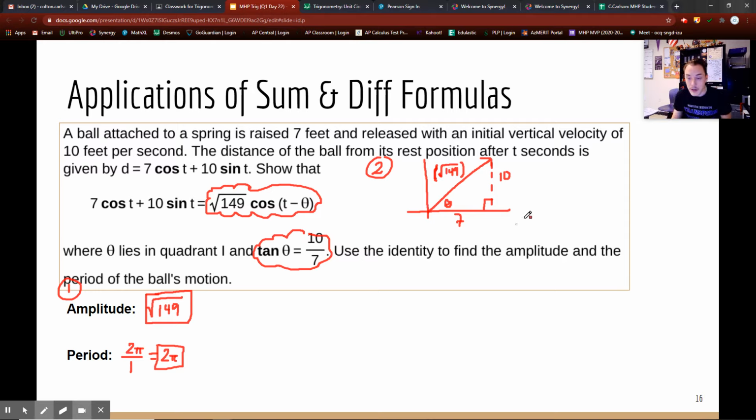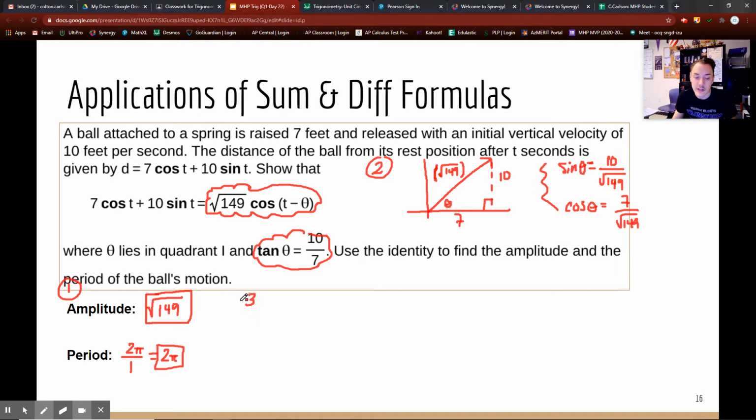And so now what I can do is, of course, do my other values. Such as sine. What is sine of theta? Sine of theta is going to be 10 all over radical 149. What is cosine of theta? I already have tangent of theta. I want to find cosine of theta. So that is going to be 7 all over radical 149. Okay, so now I have this.